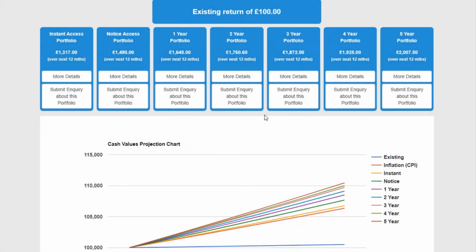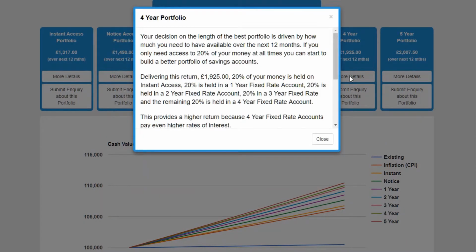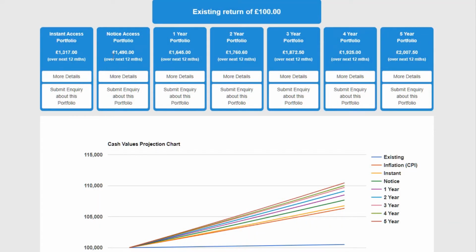instant access. If the client says that they're happy with, say, £20,000 on deposit, then that's when you can look at a 4-year portfolio. Okay, so 20,000 is 20% of the money, so 20% of the money sits on instant access, and then 20% of the money is built into 1, 2, 3 and 4-year fixed rate accounts. So now we're spreading the money out based upon the client's initial requirements for cash over the next 12 months. So the client has access to 20k, and they're never more than 12 months away from a new tranche of 20k.